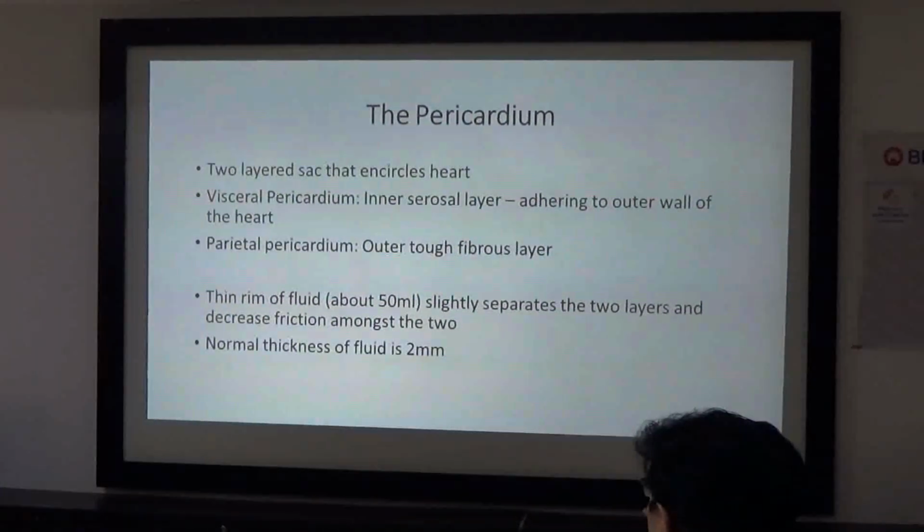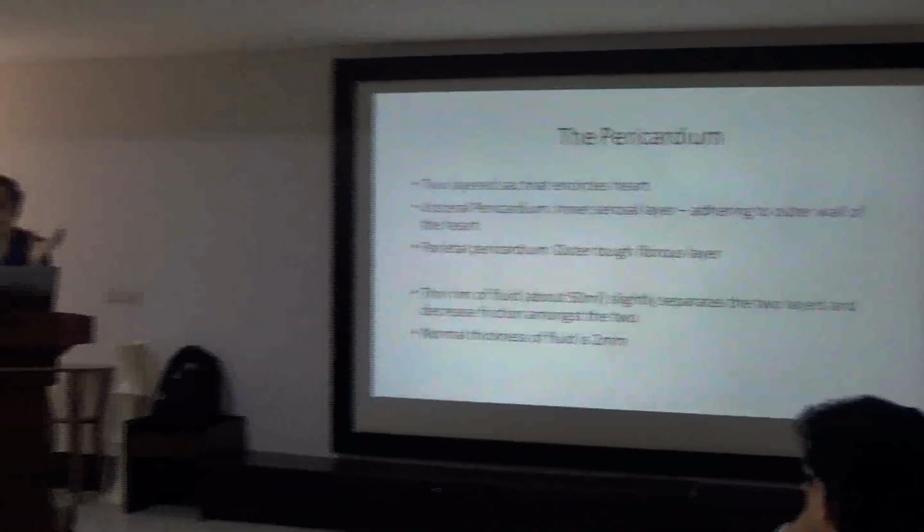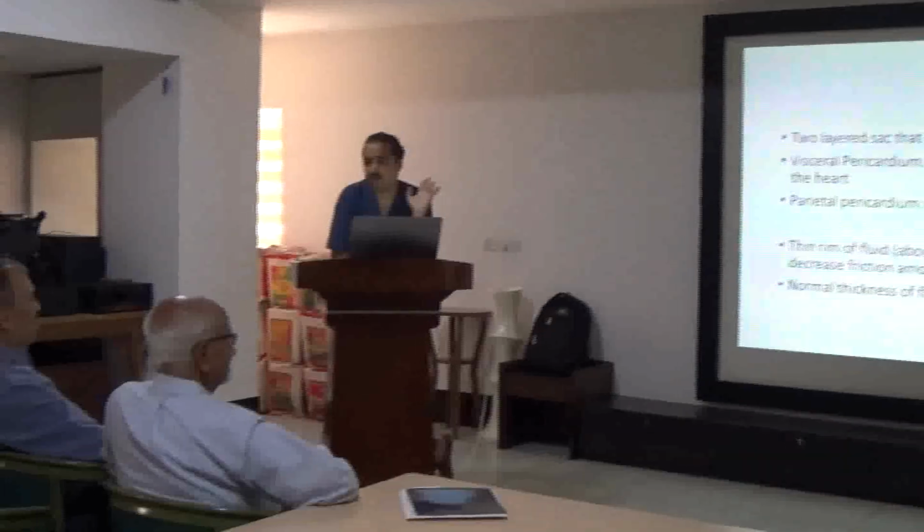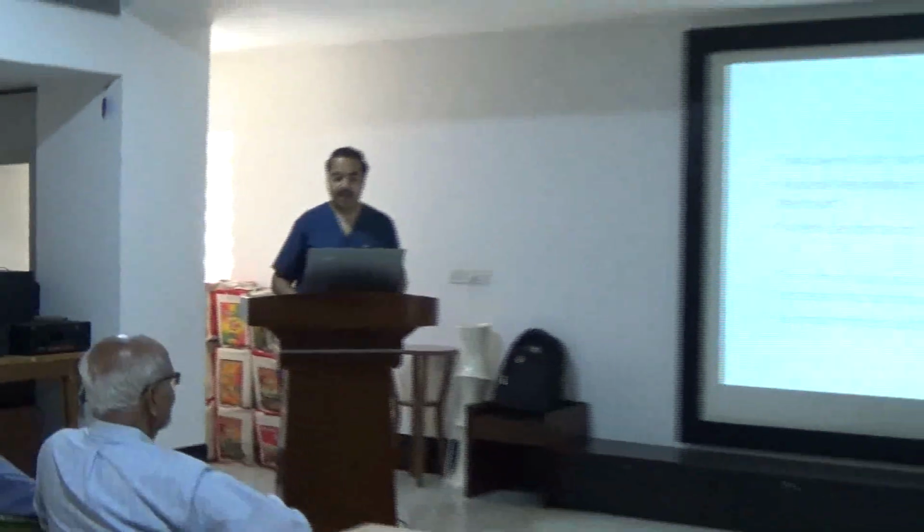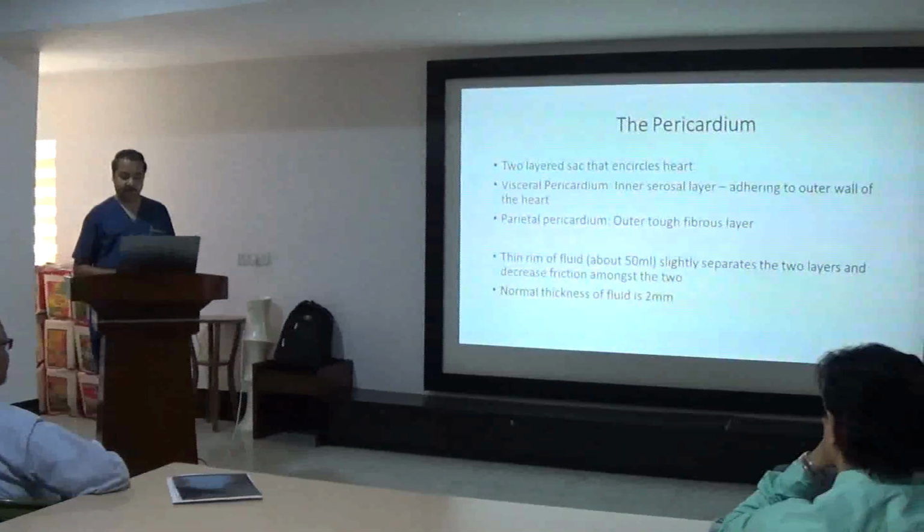Constrictive versus restrictive. Normal pericardium is a two-layered structure: visceral pericardium and parietal pericardium. Visceral pericardium is adhered to the outer wall of the heart and parietal pericardium is the outer fibrous layer. Between these two is the pericardial fluid, which is nearly around 50 ml, and normal thickness of the pericardium is 2 mm.